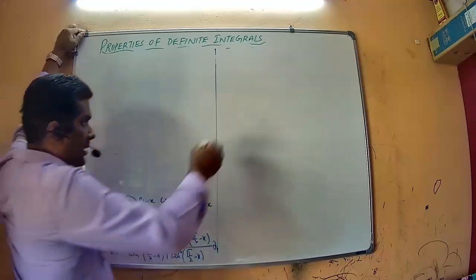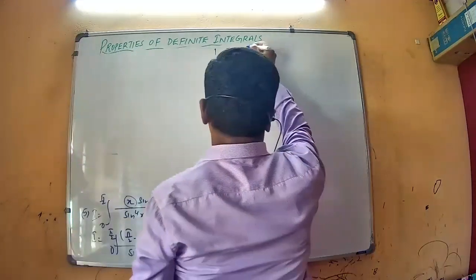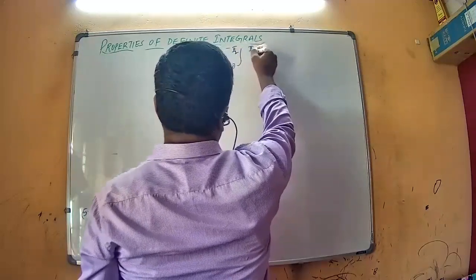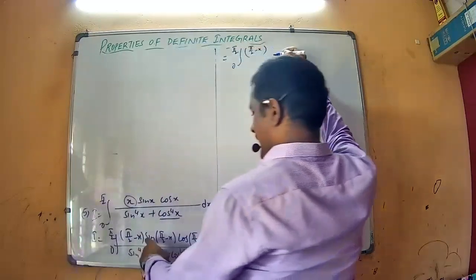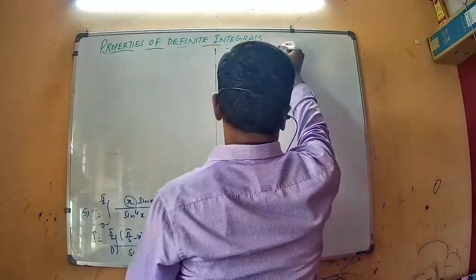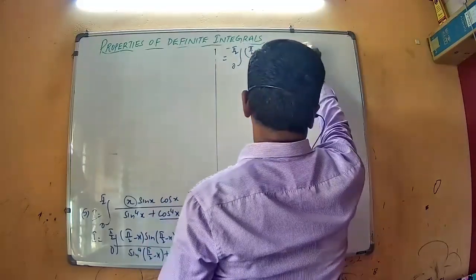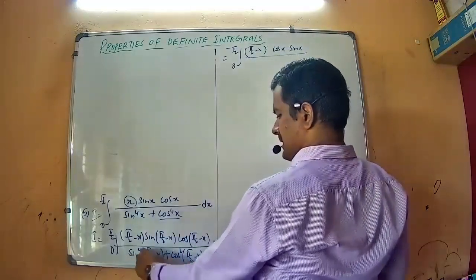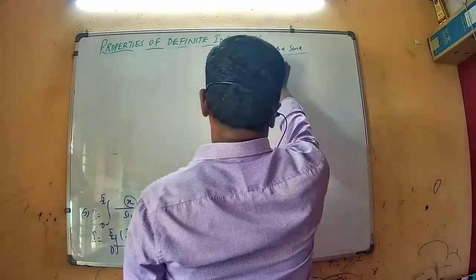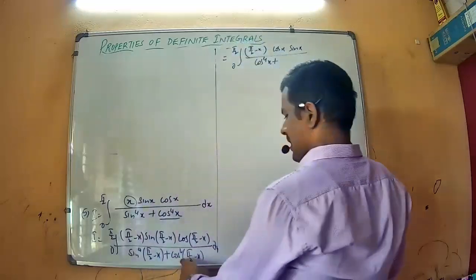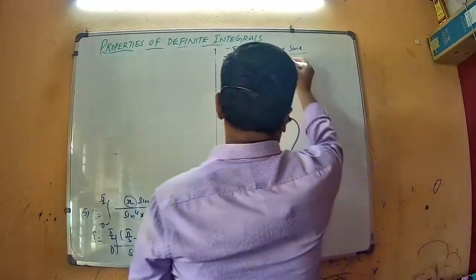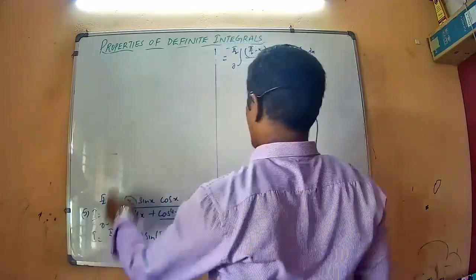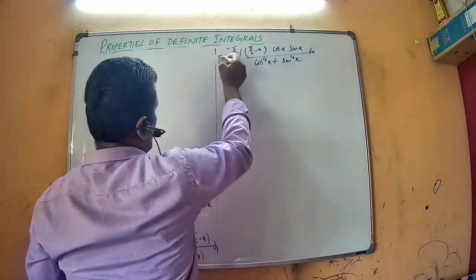Right. This will become 0 to pi by 2, pi by 2 minus x into, this is sine of 90 minus x is cos x, cos of 90 minus x is sin x, in the denominator sine of 90 minus x to the power 4 gives cos power 4x, and cos power 4 of pi by 2 minus x gives sine power 4x, dx. Right, this is I.